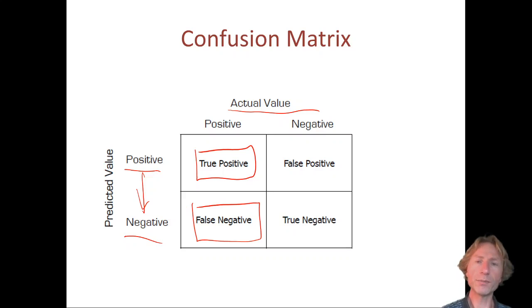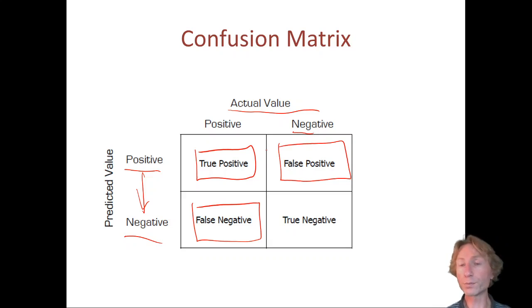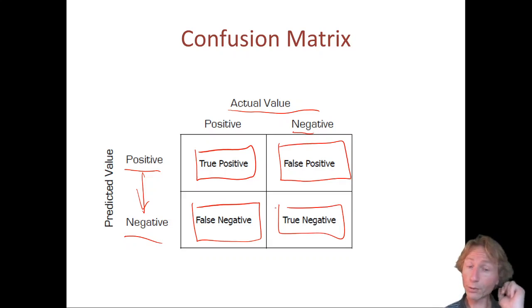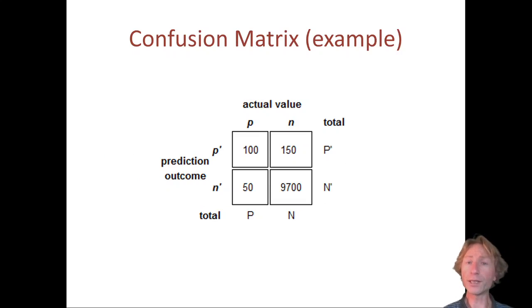If there was no attack, so it's a negative, but we predicted that there was an attack, then it means it's a false positive. And if there was no attack and we also said there was no attack, we're talking about a true negative. And we often fill this in with numbers.